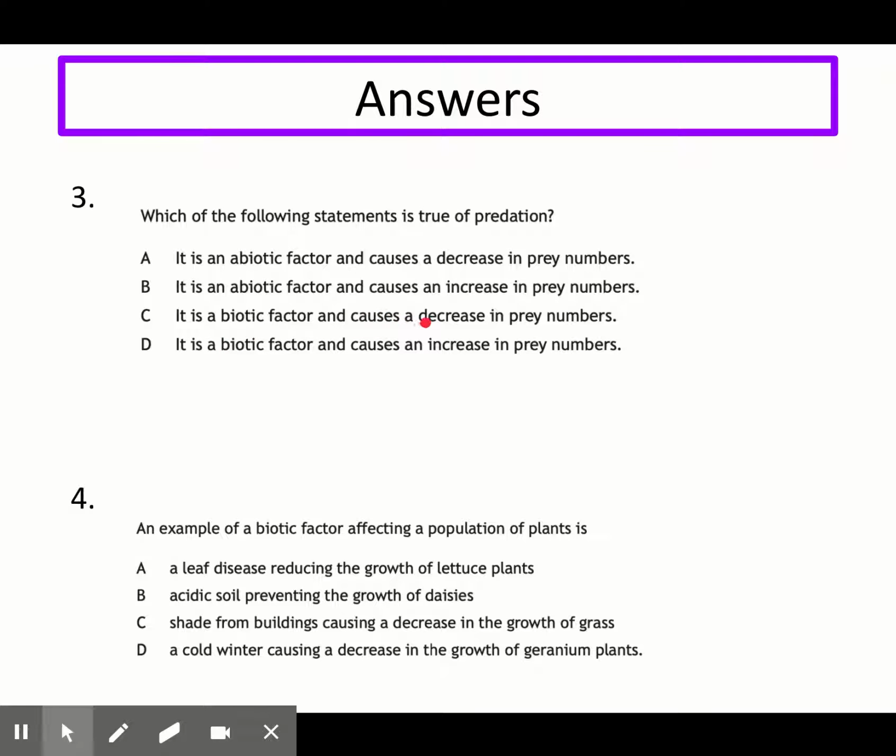Now, the next thing it asks is, does this cause a decrease or an increase in prey numbers? Now, remember we talked about predation in our last topic, and we talked about what predators and prey are. So if there's a lot of predation, is that going to lower the prey numbers or is it going to increase the prey numbers? Well, it's going to decrease the prey numbers because more predators means less prey. So C is the final answer for this one.